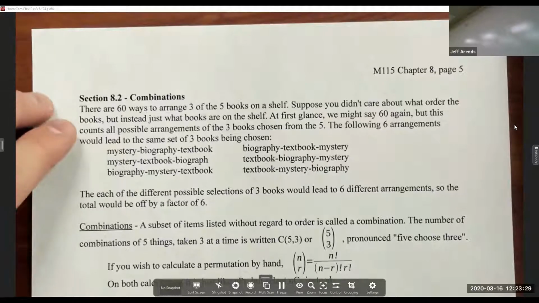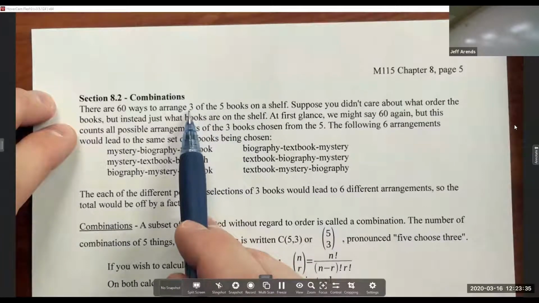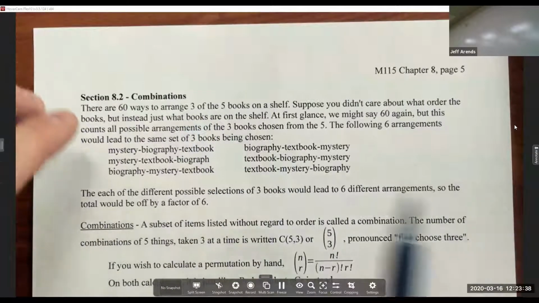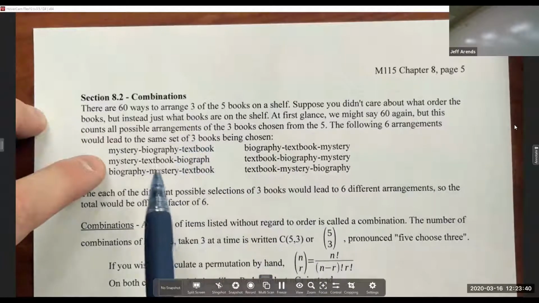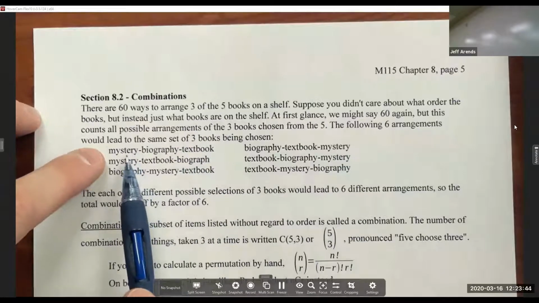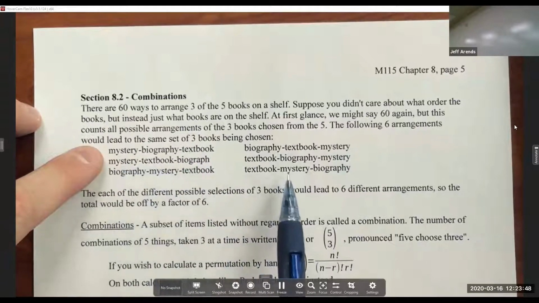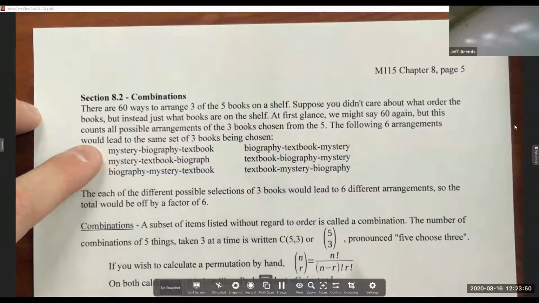So if I'm talking about taking 3 of my 5 books and putting them on the shelf, I don't care which books they are or which order they're in. I just care about which 3 books are showing up. I have some examples here. If the 3 books that are chosen are mystery, biography, and textbook, then it looks like six different possible arrangements that we could end up with.